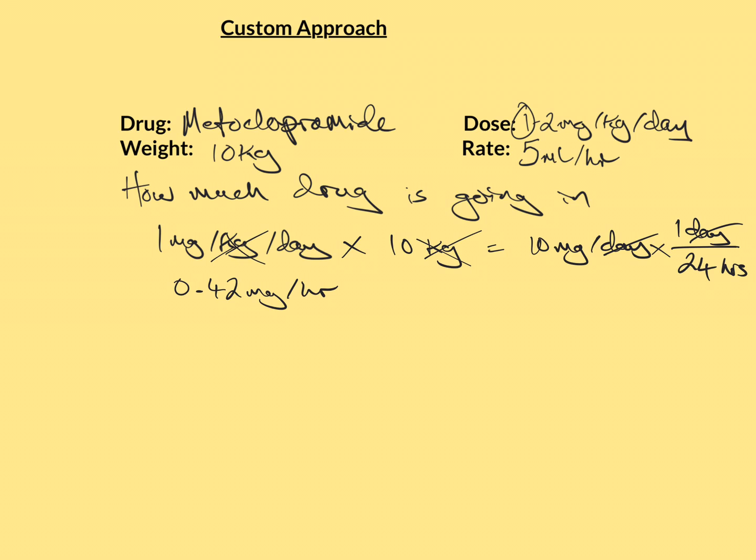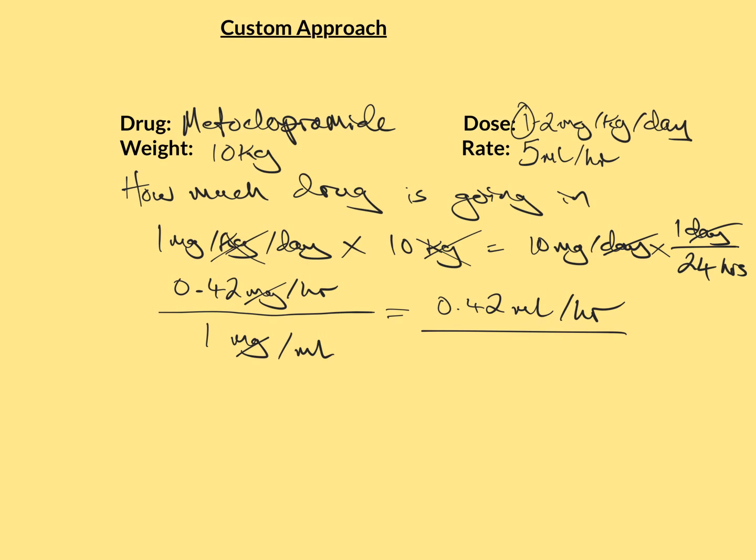So the next thing you need to know is the concentration of your drug. I think the more commonly used label for metoclopramide is 1 milligram per mil. For argument's sake, we'll say it is. Now, I'm sure all of you have calculated volume from milligrams. All we're doing is taking our milligrams and dividing by the concentration. So we're putting that over there, and we're saying 1 milligram per mil. Crossing out our milligrams again, leaving us with 0.42 mils per hour. Brill.